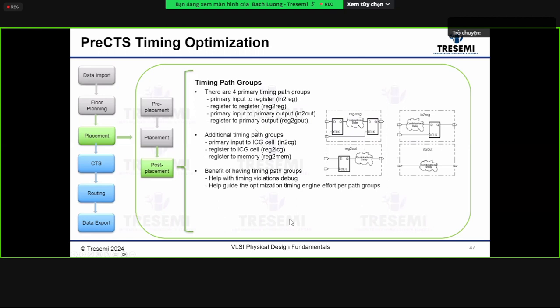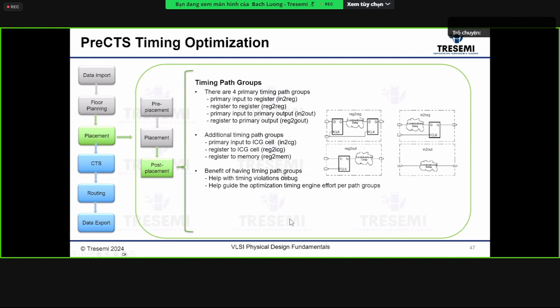Then you have additional path groups. When you have ICG, integrated clock gating cells, which we'll discuss a little later, this is for power saving, called clock gating. So you have a path from primary input to the ICG cell. I don't have a graph here, but pretend this is an ICG. And you have another one called reg to memory, from a flop to a memory cell. The benefit of having defined these groups is that you can set the effort level high or low.